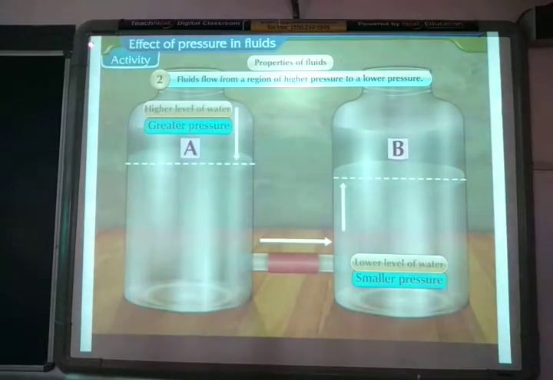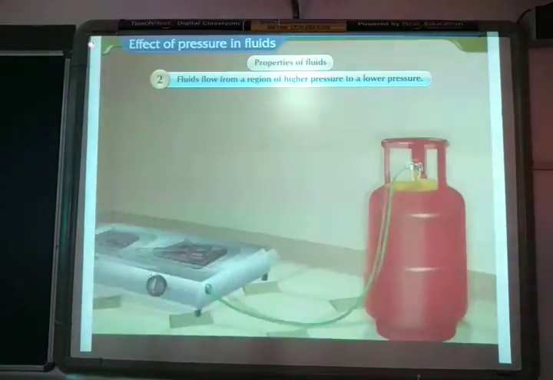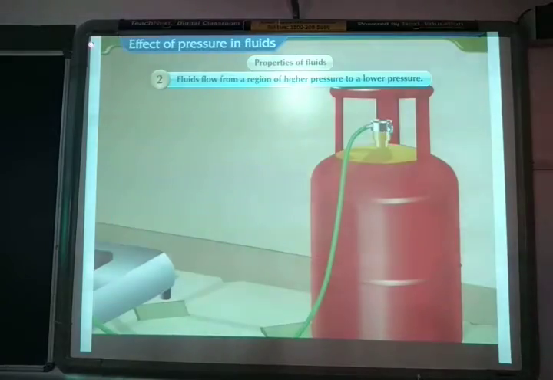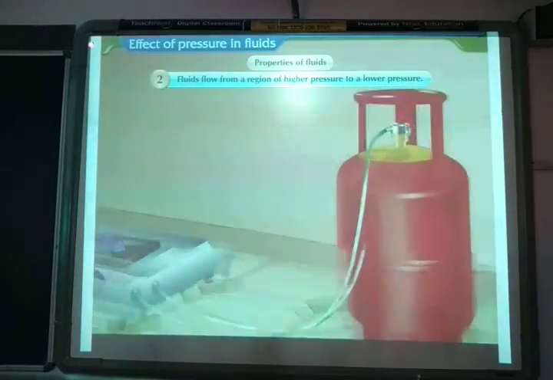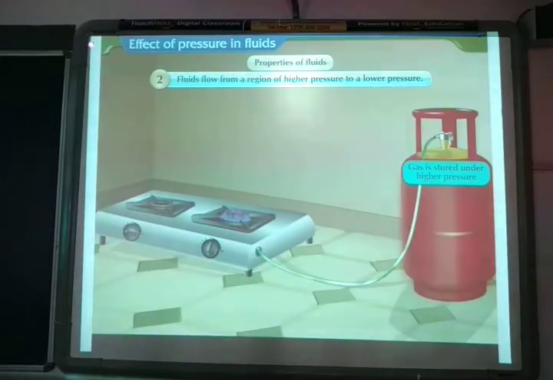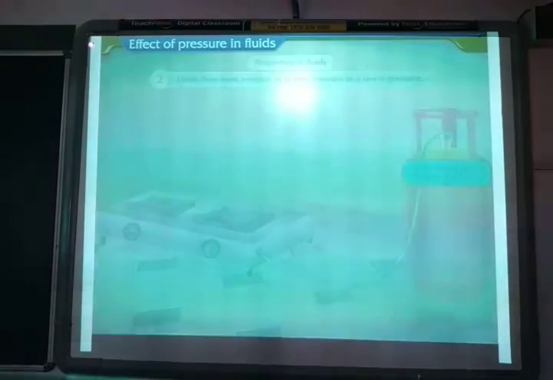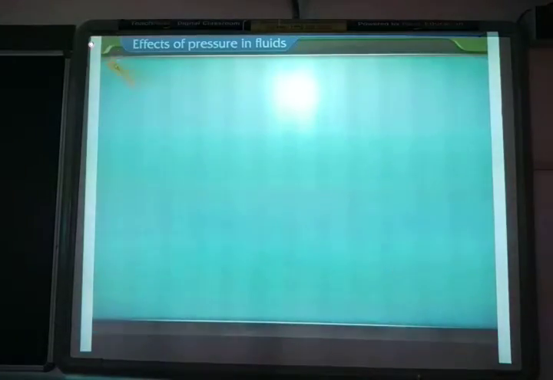Similarly, when the valve of an LPG gas cylinder is opened, the gas flows out into the pipe because the gas is stored under higher pressure in the cylinder. Let us do a quick check.